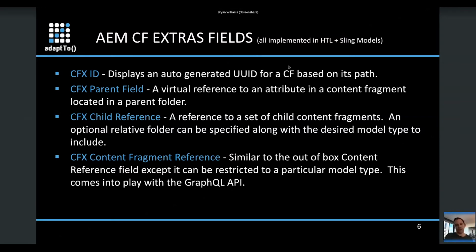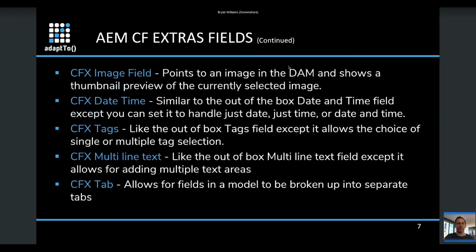Now, keep in mind, content fragments don't have a child-parent relationship hierarchy, but we use folders to create that, and you'll see that. We have a content fragment reference. If I want to reference another content fragment, this allows you to specify what the type of that content fragment is, so that when I'm querying it, I know exactly what I'm getting back. We have an image field. This just points to an image in the DAM, but it gives a thumbnail preview. We have a date time field that's similar to the out-of-the-box one, except you can select date, time, or date and time.